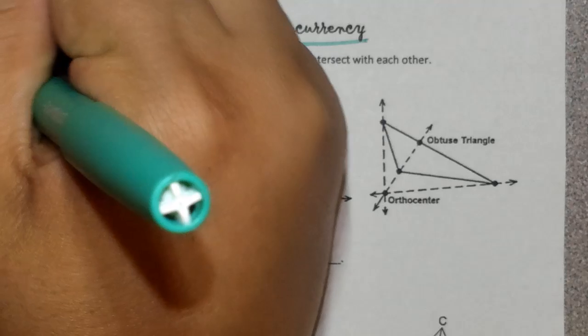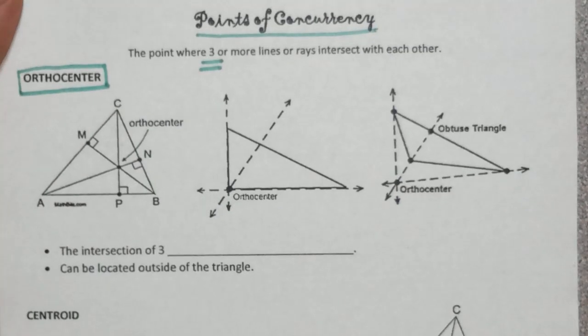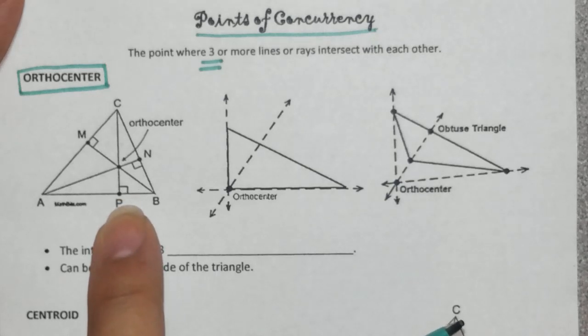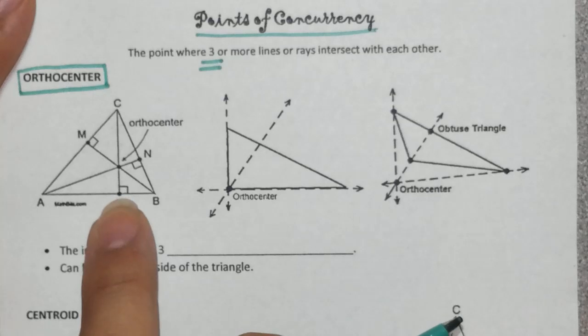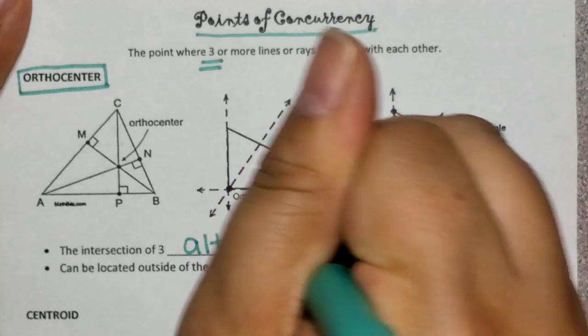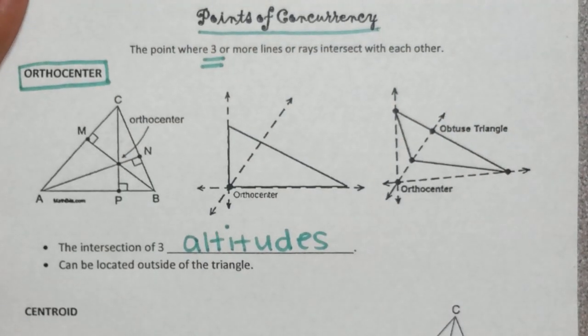The first one, everybody box orthocenter. Can you say orthocenter? Orthocenter is the intersection of what? What do I have here in my picture? Ooh, there's no tick marks. Height. What was the word for height? Altitude. So an orthocenter is when you have 3 altitudes in your triangle and they intersect.